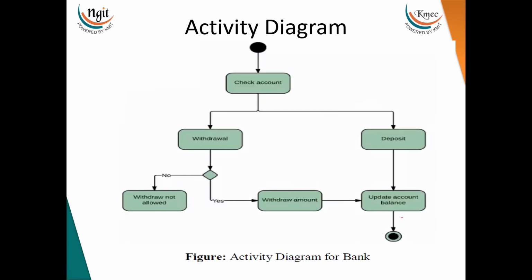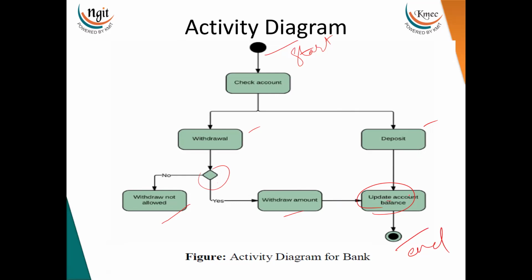This is the sample activity diagram. As we have seen earlier, this is the starting point and this is the end. You can see we are checking the account. If this is withdrawal, this is for deposit. Here it's checking. Withdrawal is not allowed if the funds are not there. Let's say the condition is yes, having the funds, then withdrawing the amount, then update the account balance. This is a sample activity diagram for a banking system.